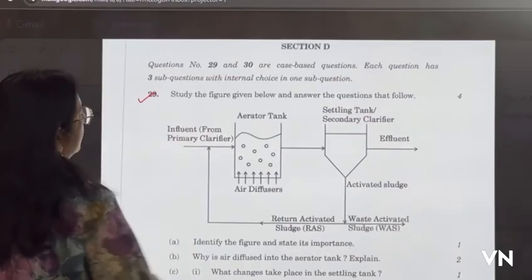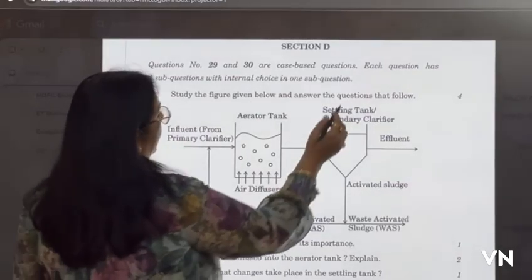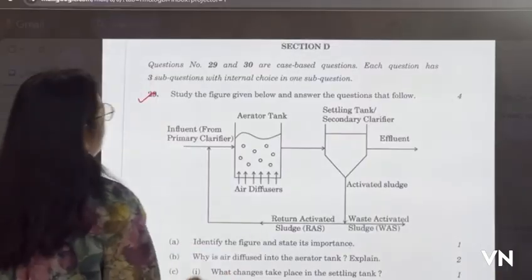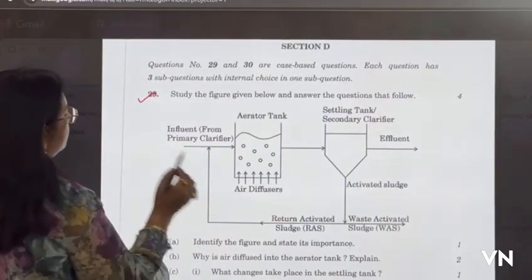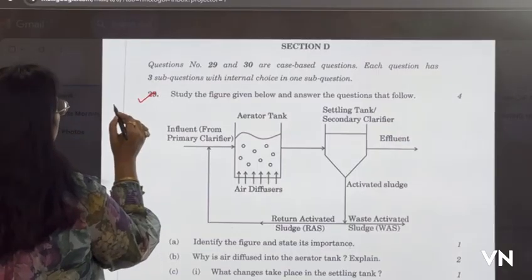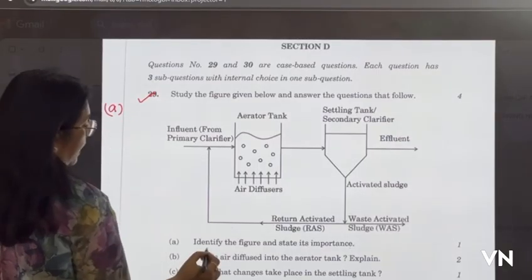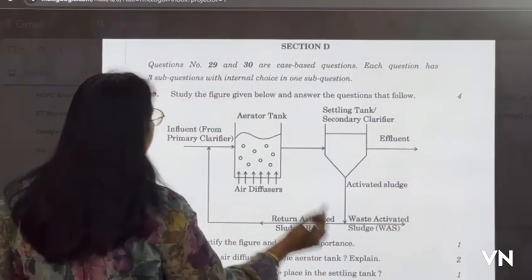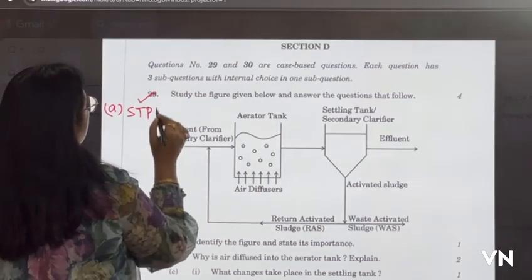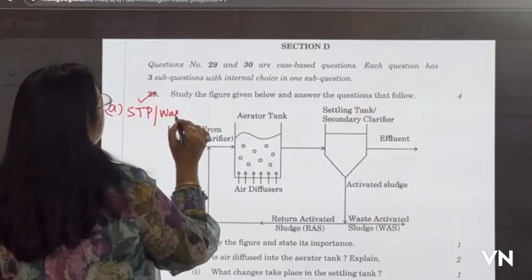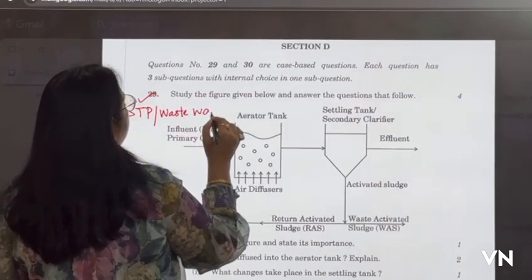29. Study the figure given below and answer the questions that follow. As you can see, this is the diagram of sewage treatment plant. So, the answer of A part is identify the figure and state its importance. So, this is the figure of sewage treatment plant or wastewater treatment plant.